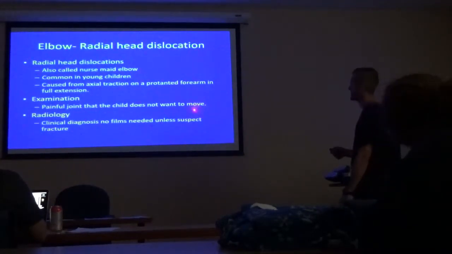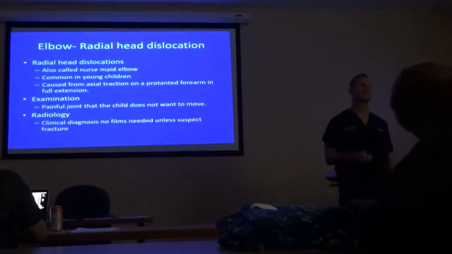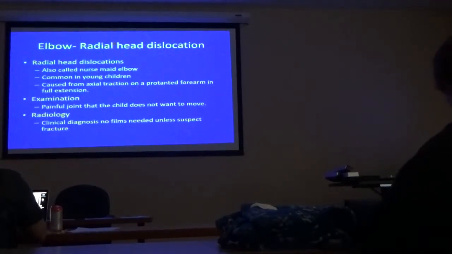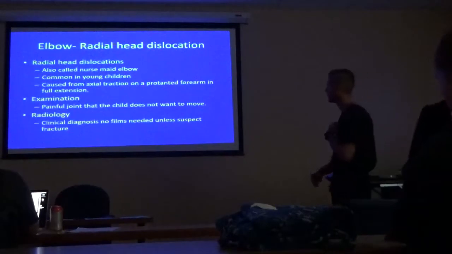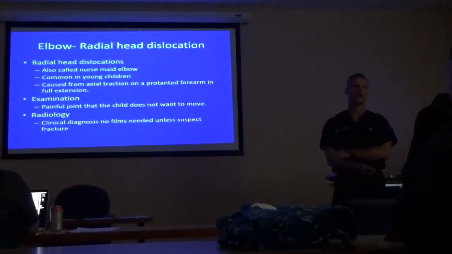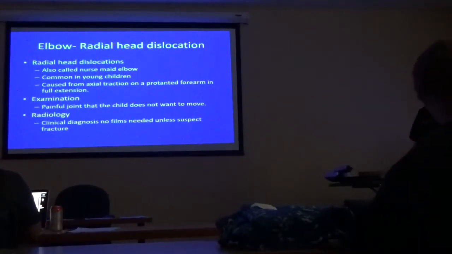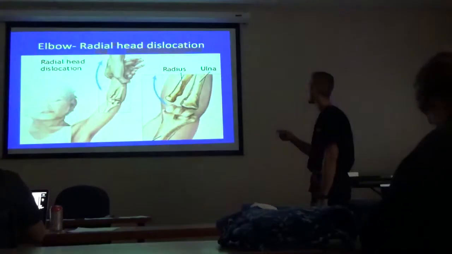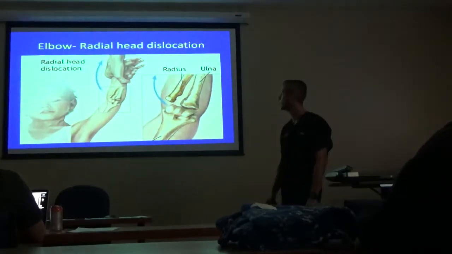Painful joint that the child does not want to move. They'll come in crying, mom doesn't know what happened, they won't move their arm. These children are like 2, 3, 4 years old. They're not going to tell you, oh, it hurts right here. They're just not going to be moving it, and you're going to have that clinical history of them being yanked up. Clinical diagnosis, no films needed unless you suspect there's a fracture. These are one of these really easy things.